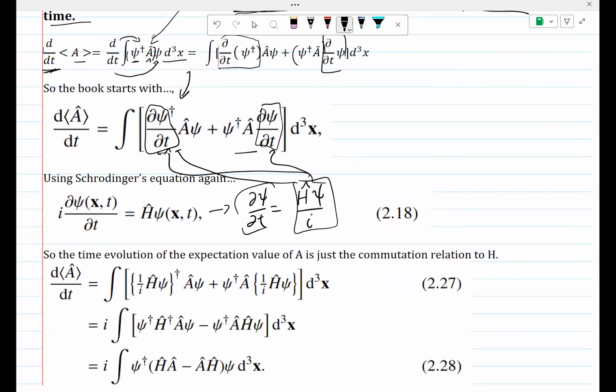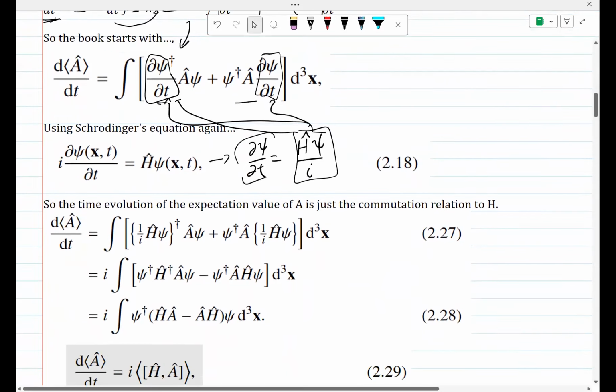Over here, I stick in H psi over I also, okay? And that's what he did on the next step in equation 2.27. He just stuck those in here, okay? So this dagger thing doesn't really do too much, except that because of the transpose, it's going to switch the order after they get transposed.